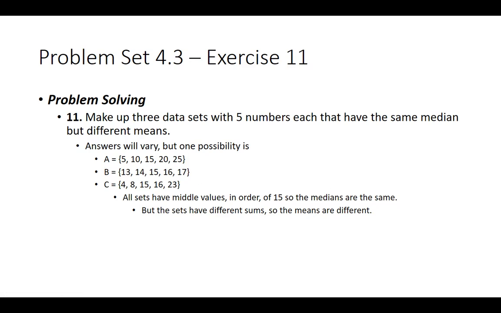So all sets have the middle value in order of 15, so the medians are the same, but the sets have different sums, so the means are going to be different.